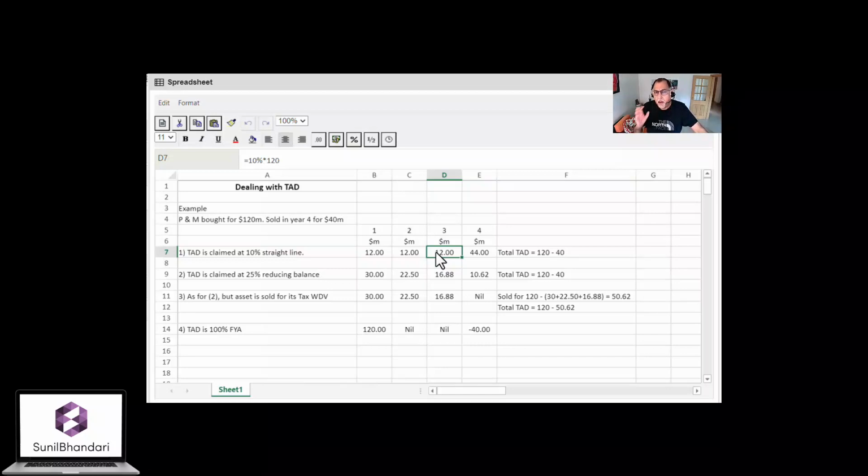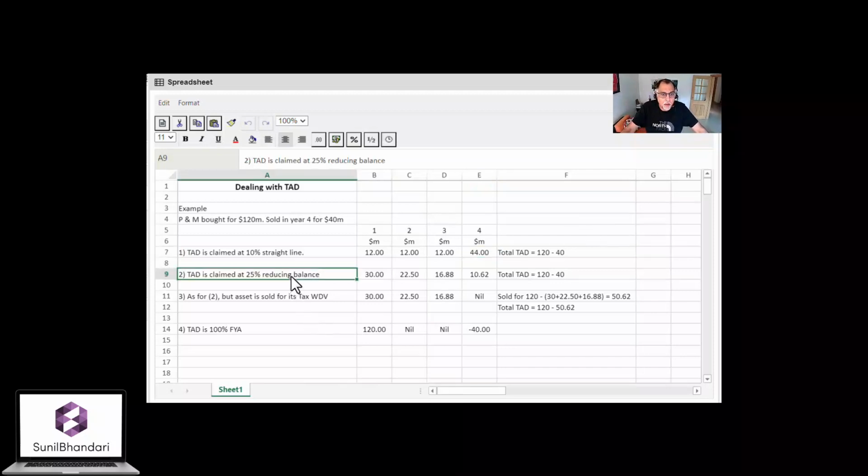And then I'm going to use my calculator, which I often do just for the final figure. I always like to let the marker know what in effect I've done. I've explained the total TAD cannot exceed 120 minus 40, 80 million. So therefore, this value is just literally a balancing figure to get to 80 million. And the marker will see that because I've explained it on the right-hand side. There's sufficient explanation there. So I've got 3 lots of 12, 36 plus 44, making the 80 million. That's the first one, straight line.